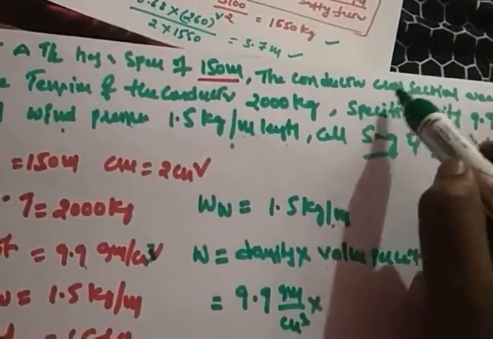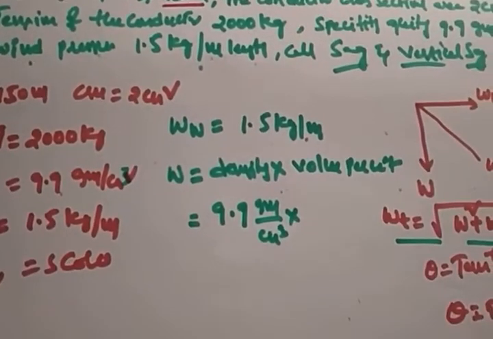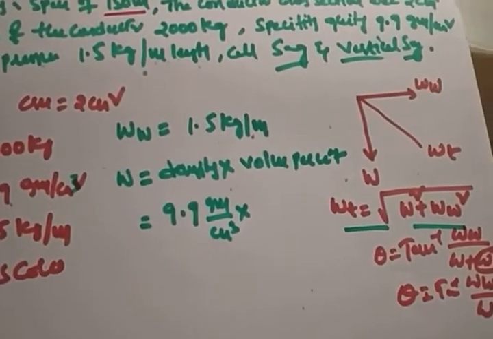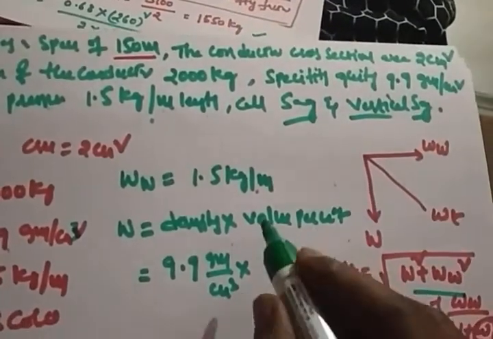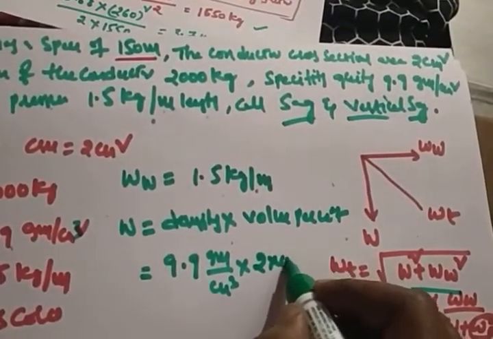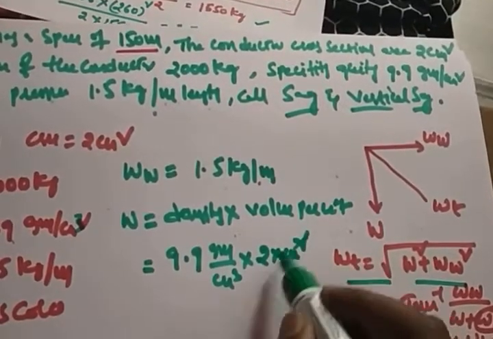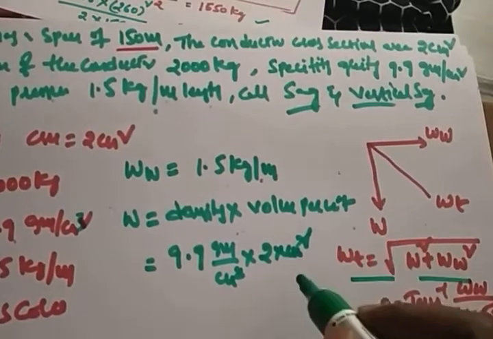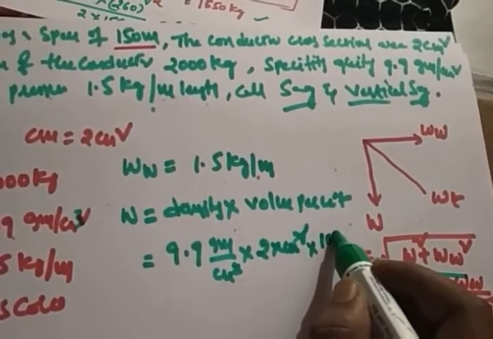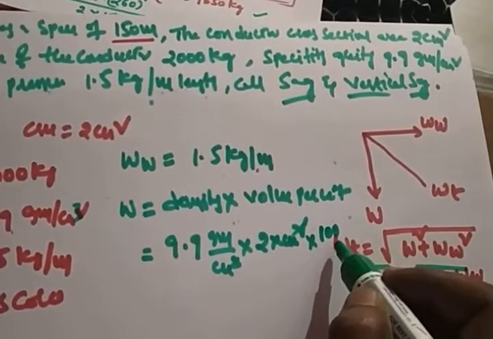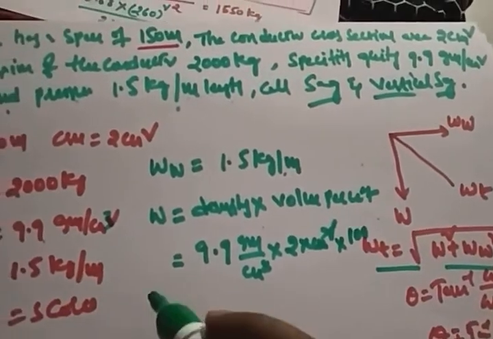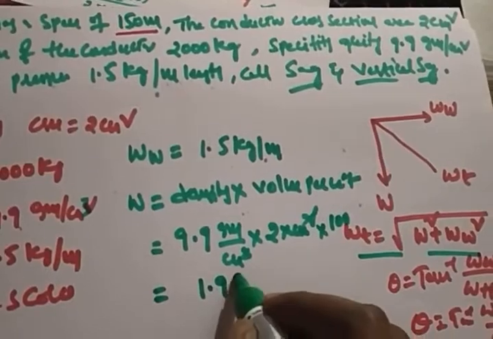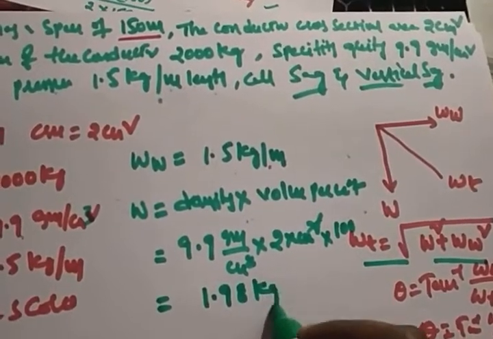The conductor cross-sectional area is given, and that is nothing but the volume. So what is the cross-sectional area given? 2 centimeter square. Alright, this can cancel, and this is for 1 meter length, so into 100, since all are in centimeters. That's why I have to put 100 over here. So what is the value? If you calculate it, you will get 1.98 kg.